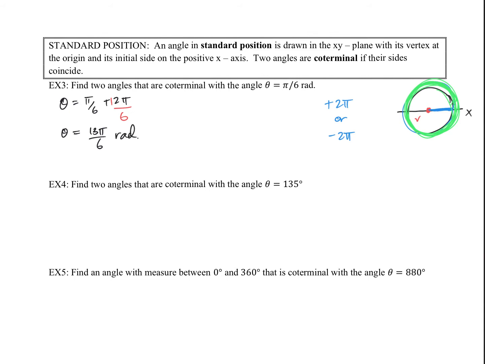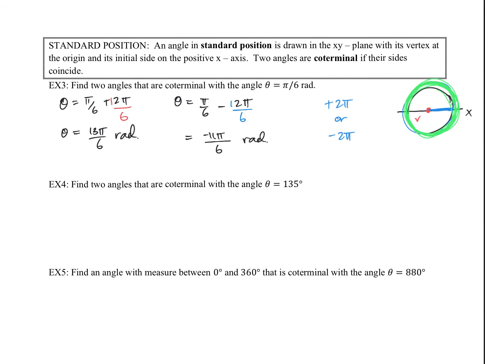Another one, we could go the opposite direction. We could subtract 2 pi. So if theta originally is pi over 6, we're looking for another coterminal angle, so this time, let's subtract 2 pi. Okay, creating the same denominator again. So multiplying by 6, so 2 times 6 will be 12. Then we have pi over 6 minus 12 pi over 6, so that'll be negative 11 pi over 6 radians.